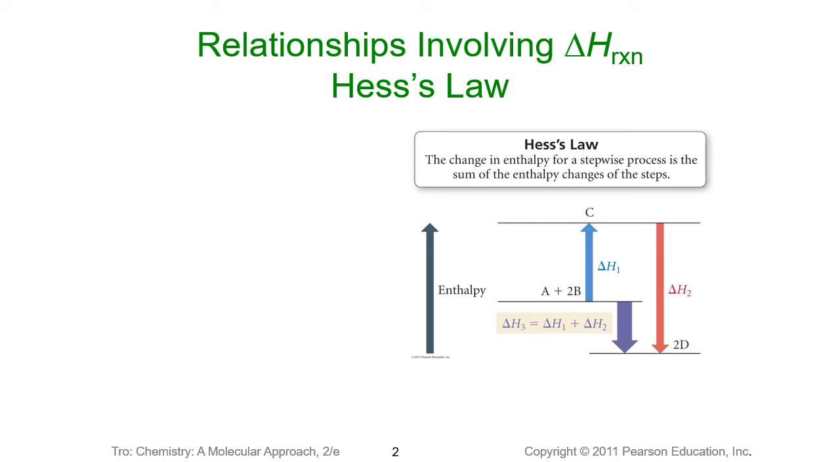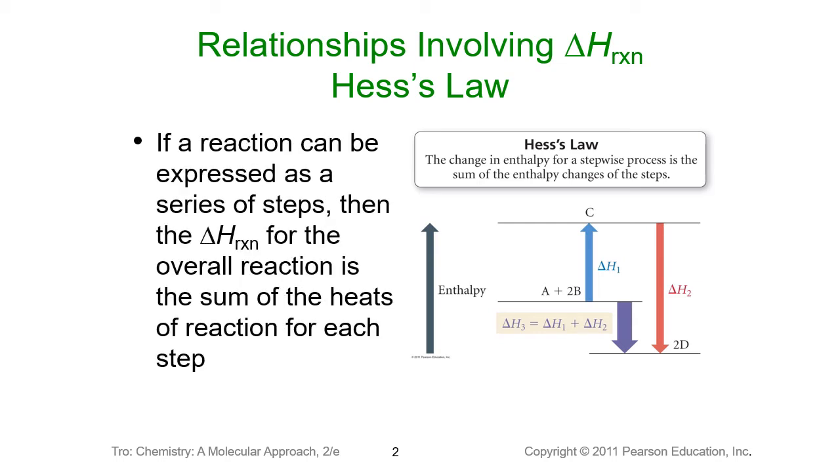We can use something called Hess's law in order to calculate the enthalpy of a chemical reaction that is difficult to do. If it is made up of a series of steps of other chemical reactions, we can use their enthalpies to calculate the enthalpy of the reaction that is difficult.